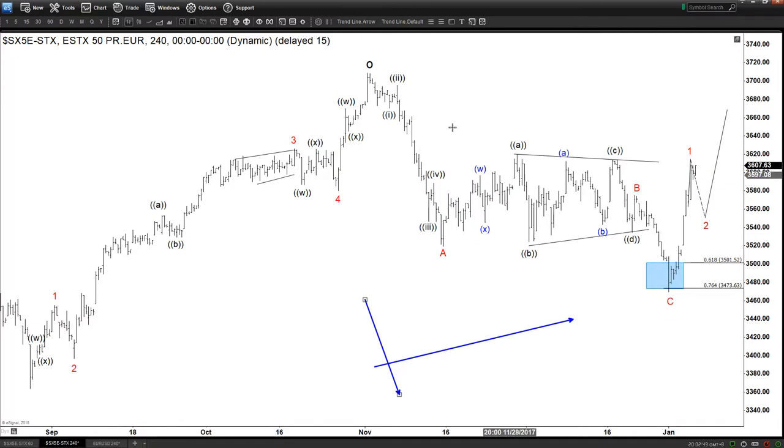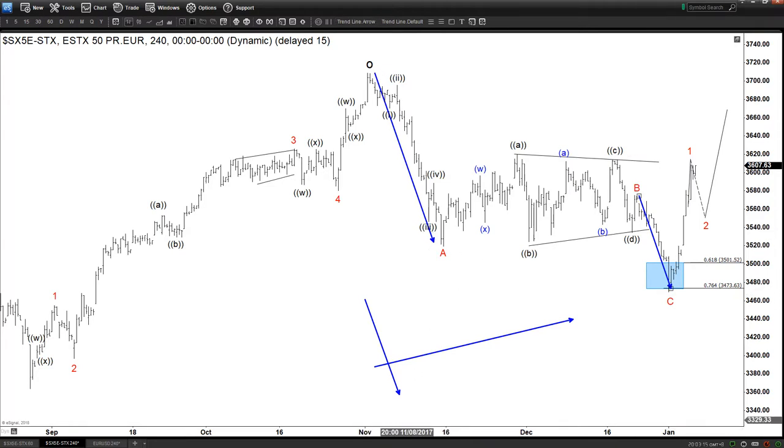So we can see here, this is an ABC zigzag coming after 5 is up, and with C here, the Fibonacci relationship ends at 76.4% extension of the wave A. So if you measure the length of wave A projected from the start of wave B, you can see that this wave C is 76.4% of wave A.